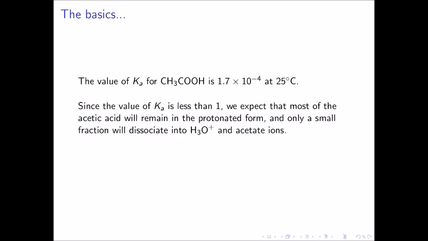Recall that since this value is less than 1, we expect the equilibrium to lie toward reactants, and most of the acetic acid will remain in the protonated form, with only a small fraction dissociating to form hydronium ion and acetate ions. The smaller the value of Ka, the weaker the acid is in water.